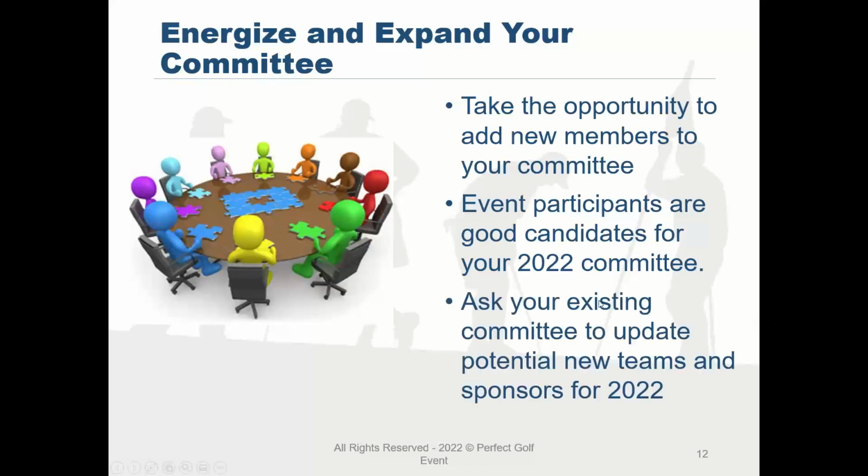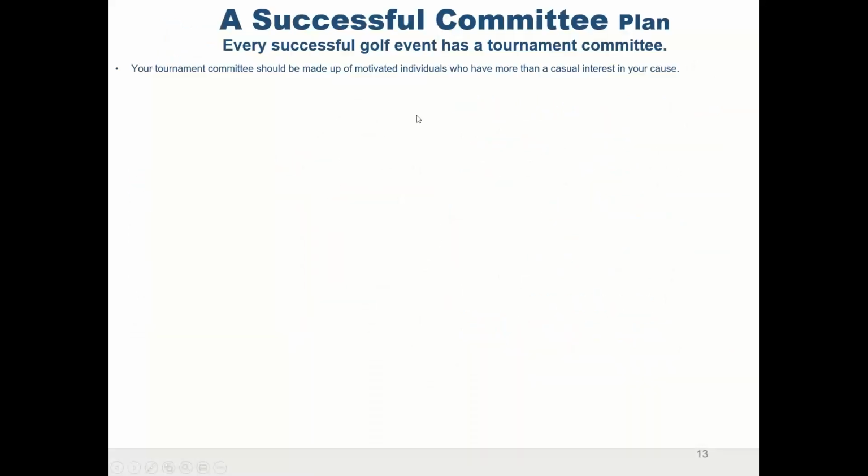You also want to jump right in and ask your committee members to give you the names of potential teams and sponsors already for 2022. So you can say, okay, we had an event last year. What do you think for this year? Who do you think is coming back? Who had a good experience? Who do we have that we could talk to about coming to the 2022 event?